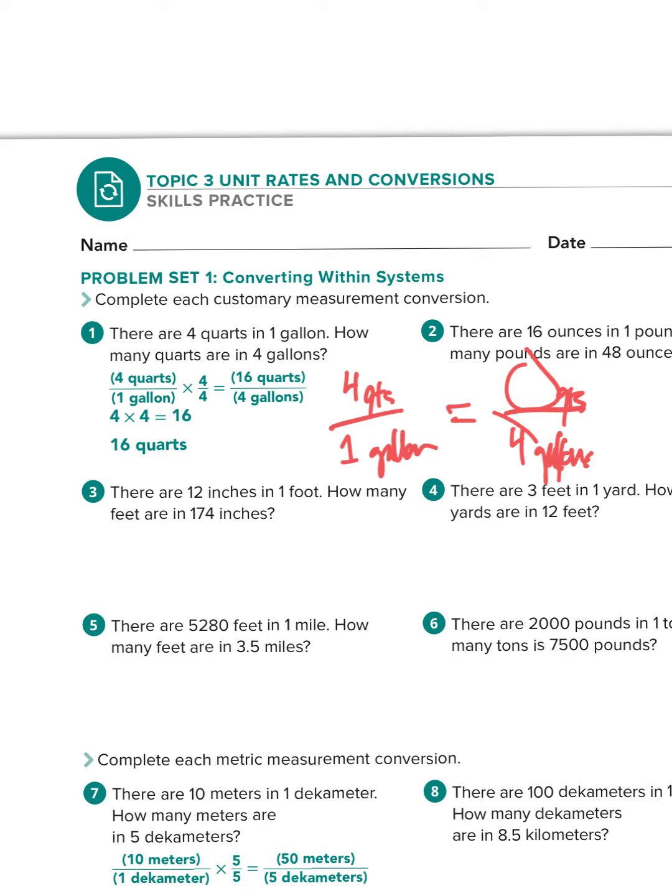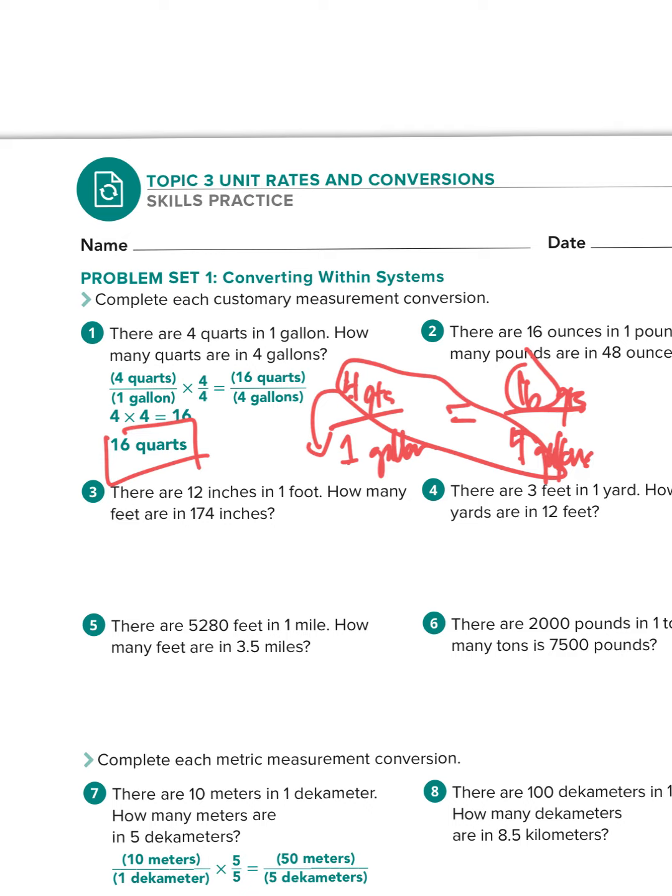Cross multiply and divide. So we're going to multiply these diagonals here and then divide by the remaining numbers. So we'll get 4 times 4 is 16. 16 divided by 1 stays 16. So the answer there is then 16 quarts. That's how they get that answer there.